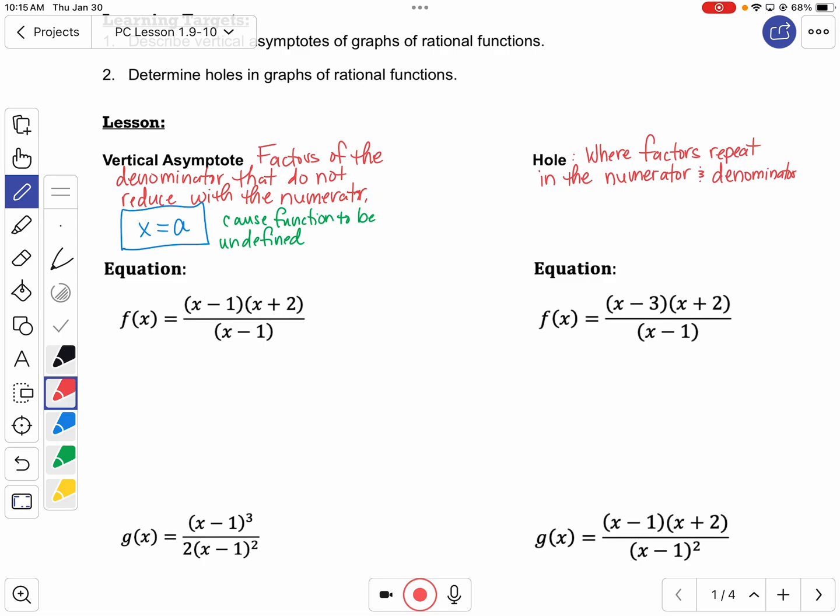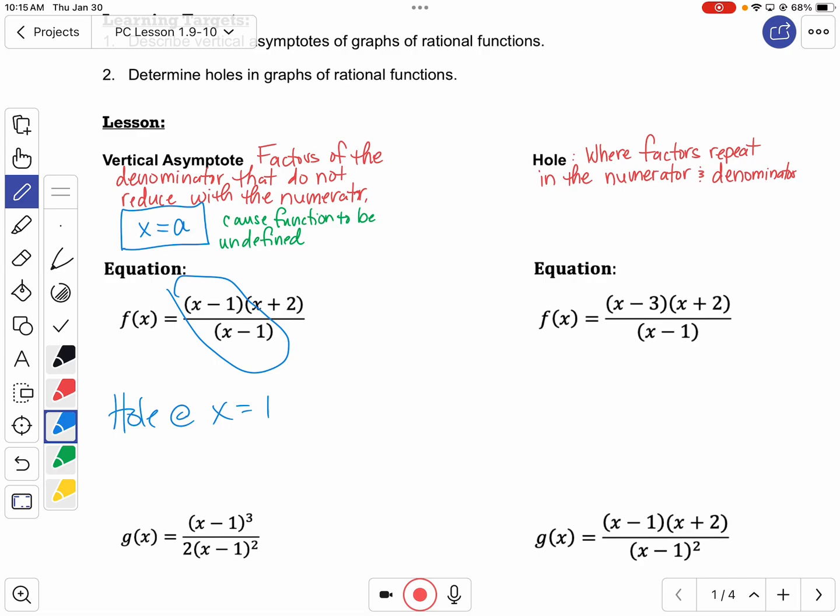Okay. All right, so let's look at the first one. So x minus 1 times x plus 2 over x minus 1. Which situation do we have here? We've got a hole, all right? We have a repeated factor in the numerator and the denominator. So we're going to have a hole at x equals positive 1. It's always the opposite of the number that's in there. Okay, so we have a hole.